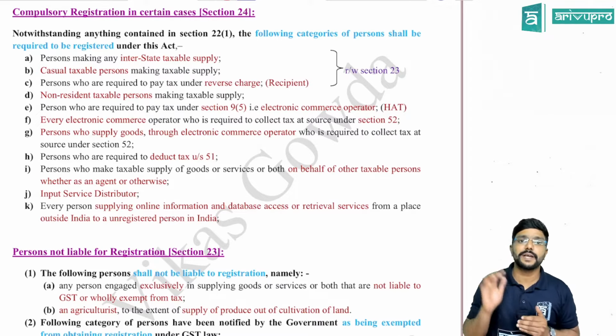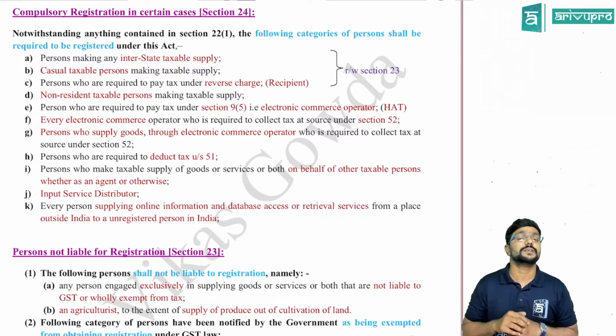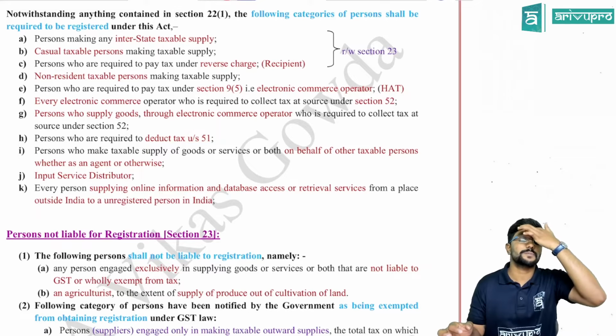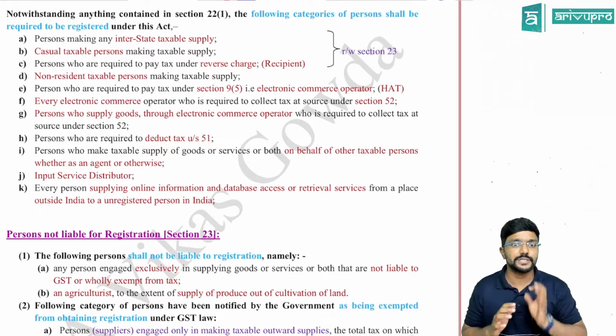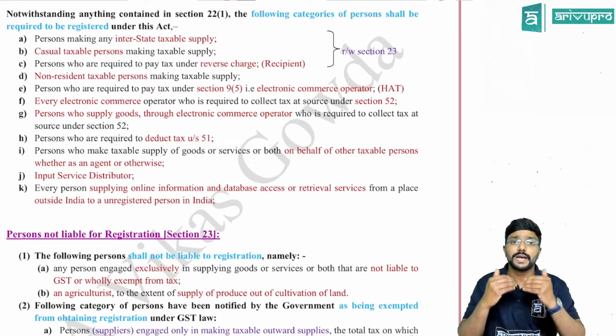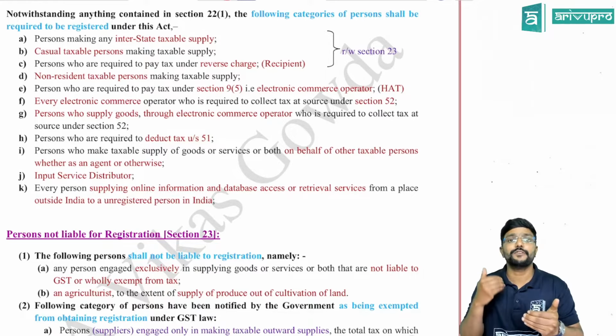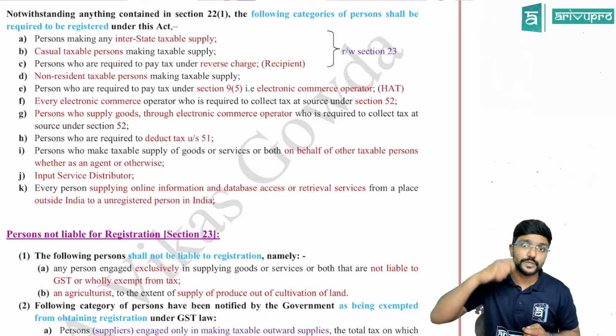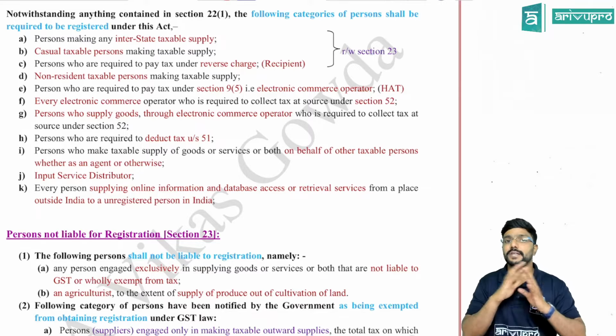These three people have to take registration, but they have to be read with section 23, where certain exceptions are given. Then a non-resident taxable person should always take the registration. Then the person who is supposed to collect tax under section 52 TCS, or the person who is supposed to deduct TDS, has to get registration.